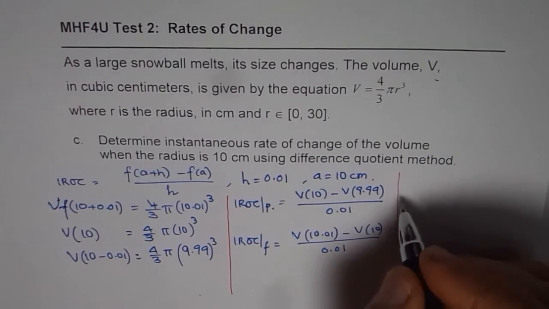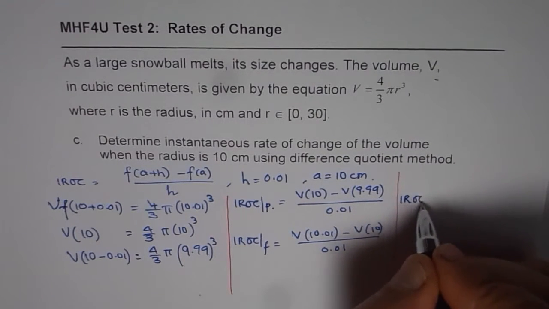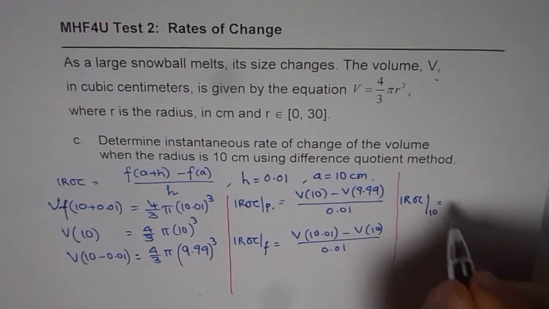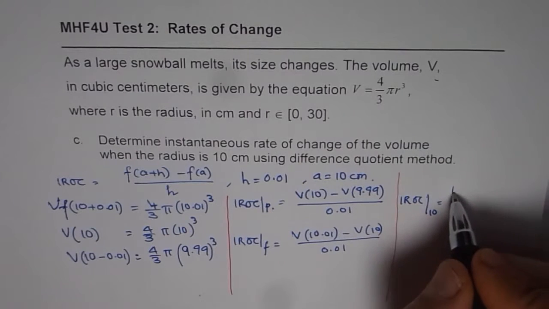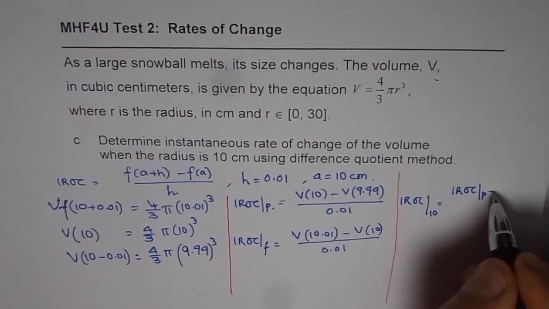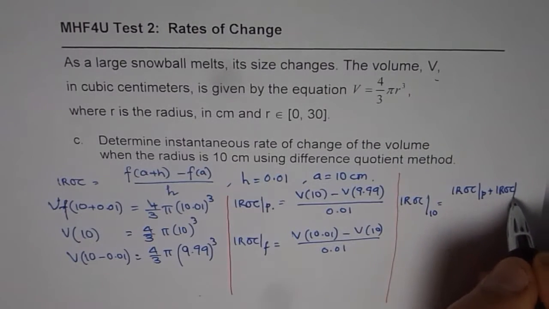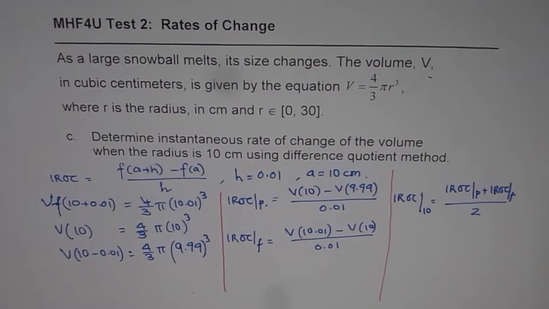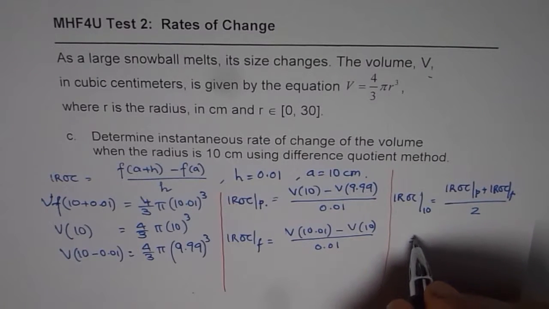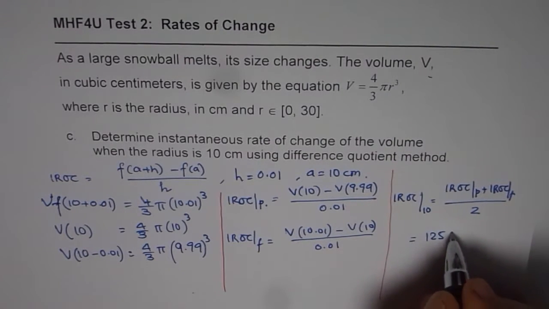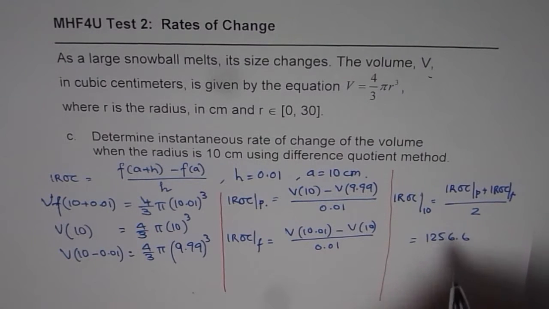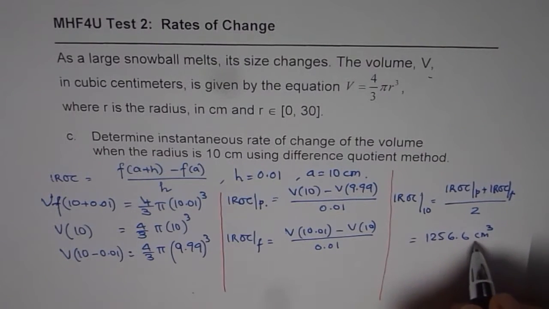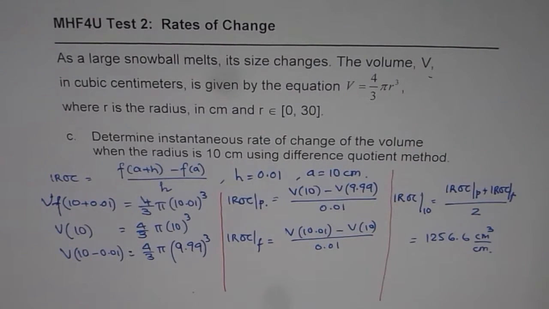So then you can say average instantaneous rate of change at 10 is equal to the average of these two, that is instantaneous rate of change preceding plus instantaneous rate of change following, divided by 2. So the average value will give you the instantaneous rate of change. I'm not calculating using the calculator, but I'm giving you the answer here. The answer will be 1256.6 approximately. Don't forget to write the units, which is centimeter cubed over centimeter. Again and again I'm reminding you for units, since it is very important.